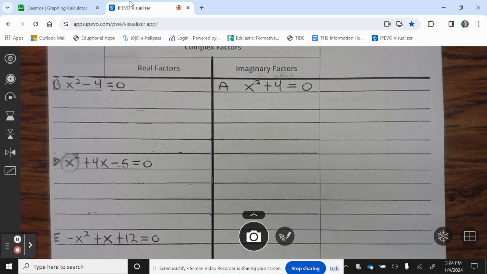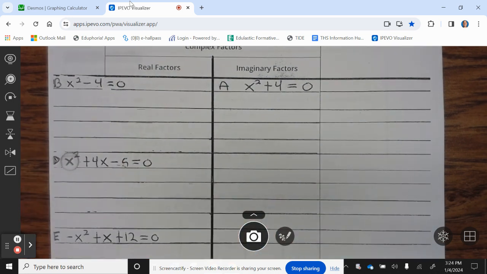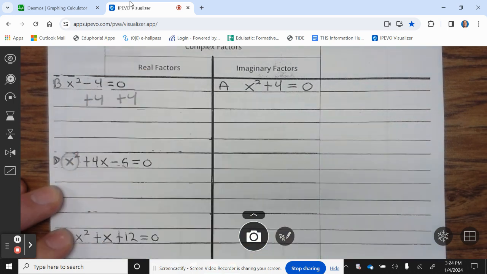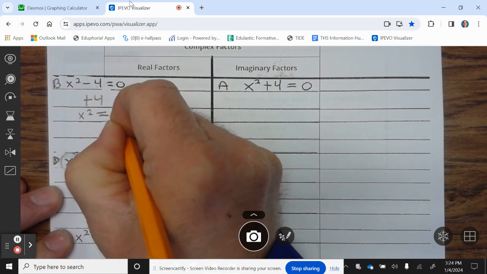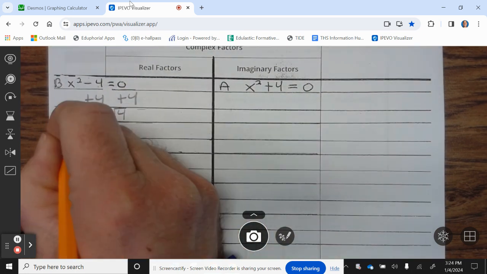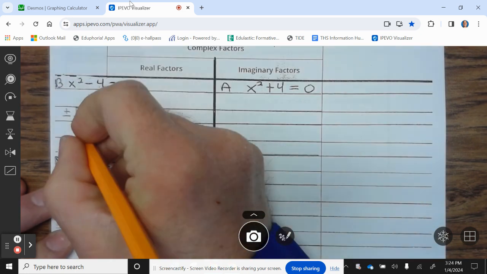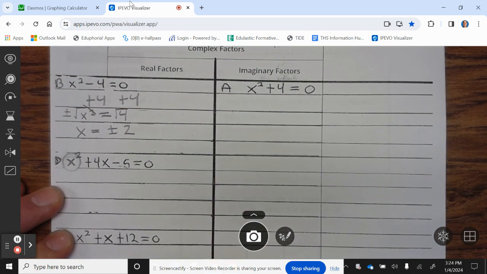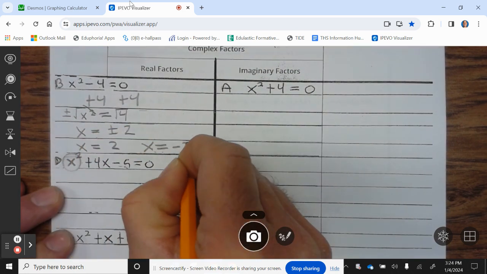All right. So, real factors are b, d, and e. So let's go ahead and factor those. So in this case, we don't have to factor. We can actually solve. So we're going to add 4 to both sides. You get x squared equals 4. Take the square root of both sides. Remember, square root is plus or minus. So this square root cancels squared, so you get x equals plus or minus 2. So x equals 2 and x equals negative 2.